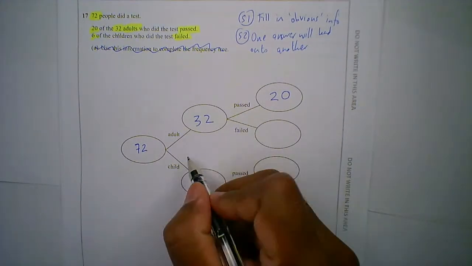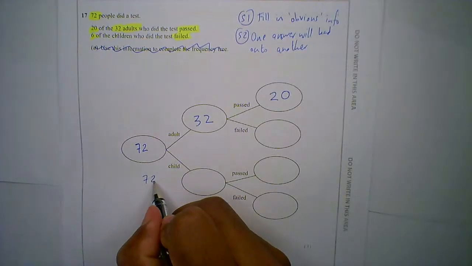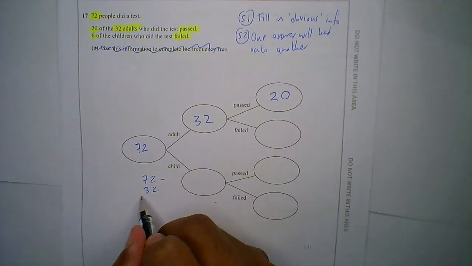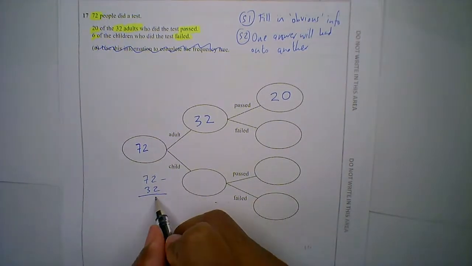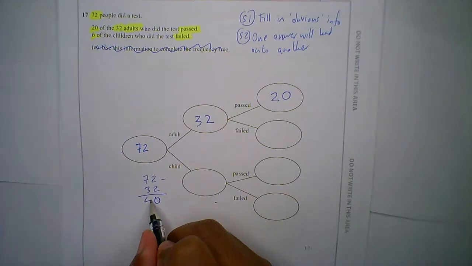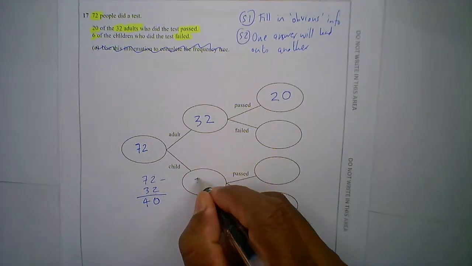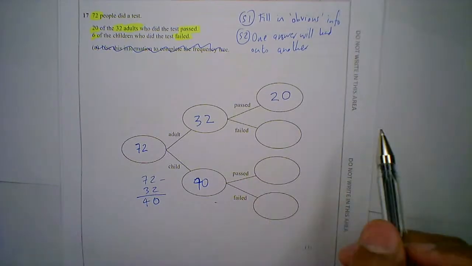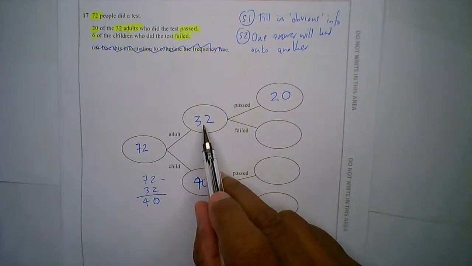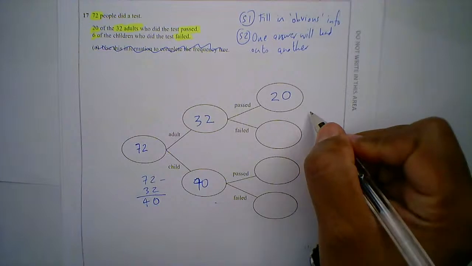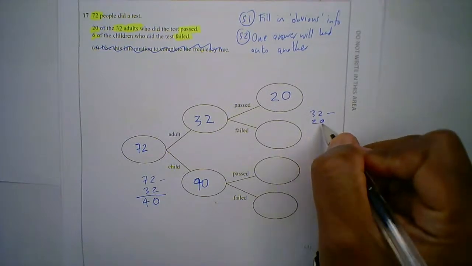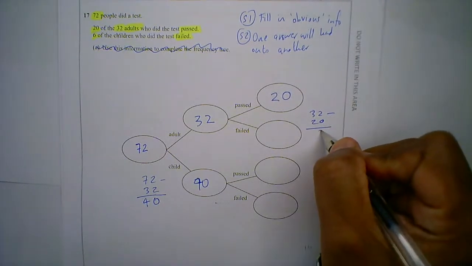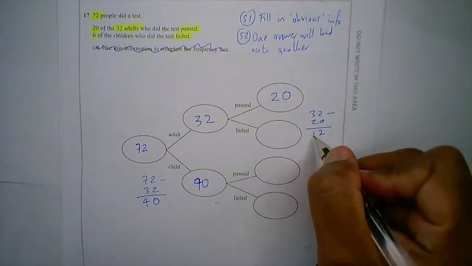So I've got, this is 72 take away 32. 2 take away 2 is 0. 7 take away 3 is 4. So this is 40. And same with this circle. 32 take away 20 gives me that answer. 32 take away 20. 2 take away 0 is still 2. 3 take away 2 is 1. So this is 12.